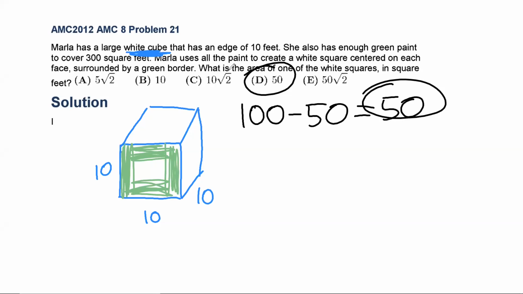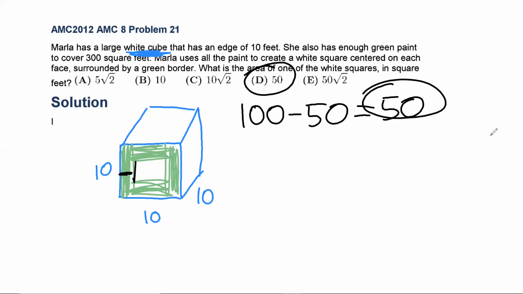So that was kind of a bit of an easy problem. Some people might have tried in the real test to maybe do some complicated calculations and try to find, for example, the thickness of the green and the side length of the white square, but you don't really need to do that. You just need to think about it in terms of areas. Just remember that the area of something can always be split into the sum of smaller areas.